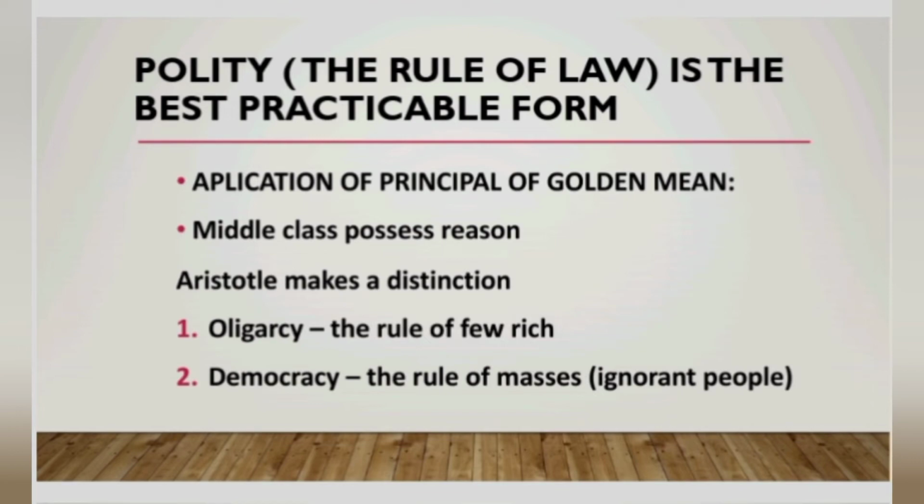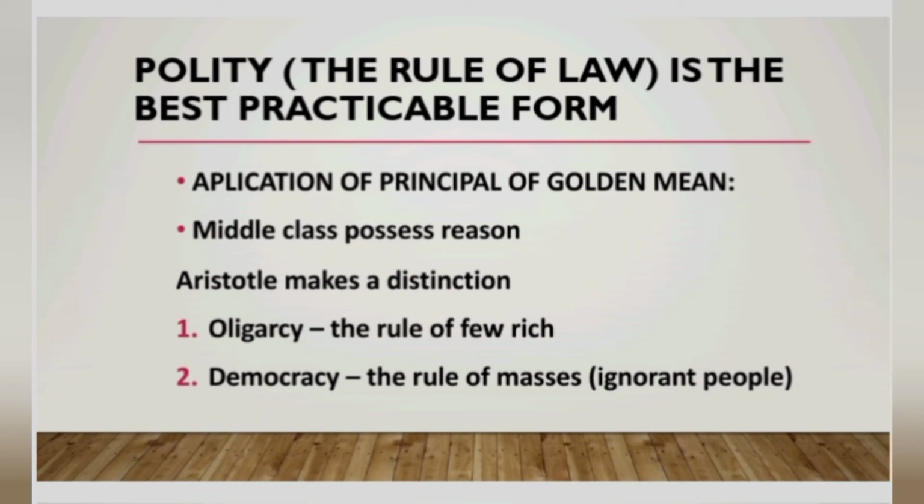So polity, the rule of law, is the best practicable state or form for Aristotle because it is moderation, right? So application of golden mean in his theory, like polity is kind of a golden mean of oligarchy and democracy. So in this, we are doing the application of principle of golden mean, and we are saying that polity is the best practicable form because on one extreme pole there's oligarchy, and on the other extreme pole there's democracy, right? So Aristotle makes a distinction that oligarchy is the rule of few rich people and democracy is the rule of masses, which are the ignorant people, right?